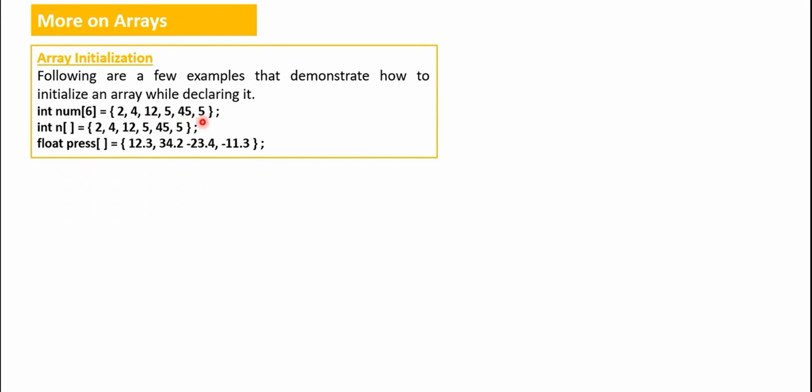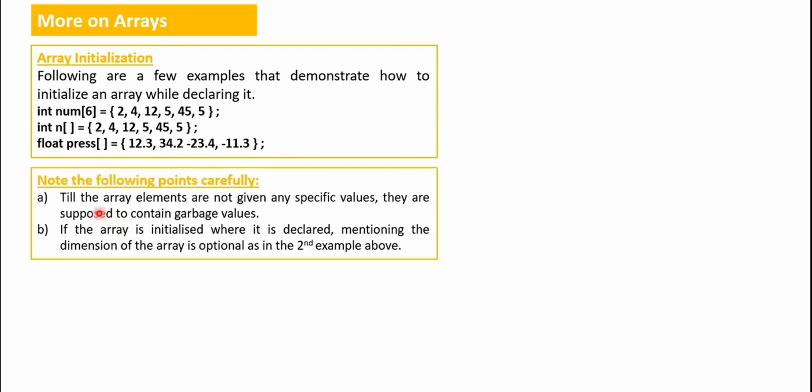Similarly, it is not necessary to mention the size of the array. You can just keep it blank also, like int n, simple square brackets without any size. You can pass as many elements as you want and it will automatically take that much size. Similarly, you can declare arrays for different data types, like here we have declared for int as well as float. Note the following points carefully.